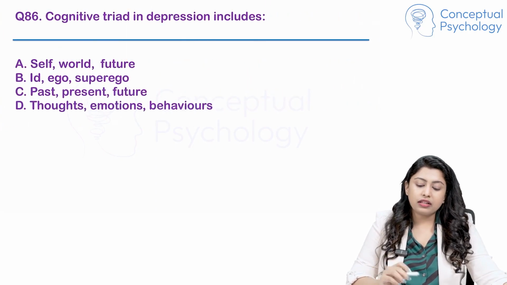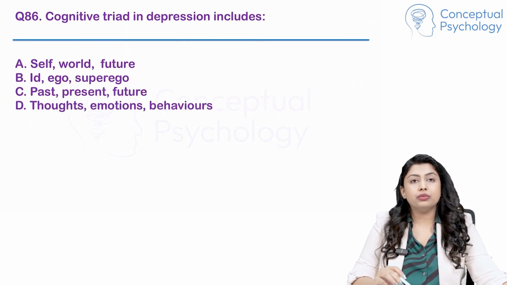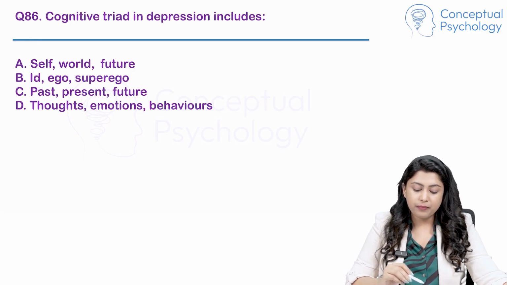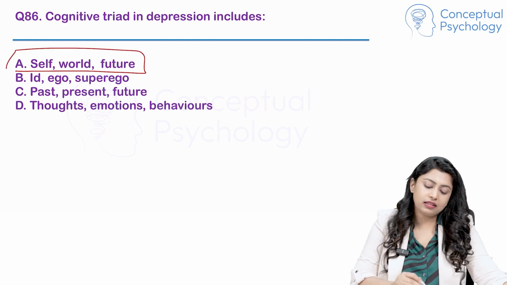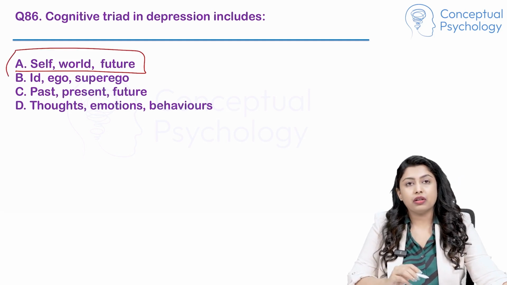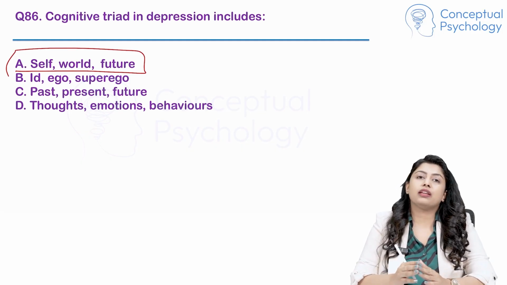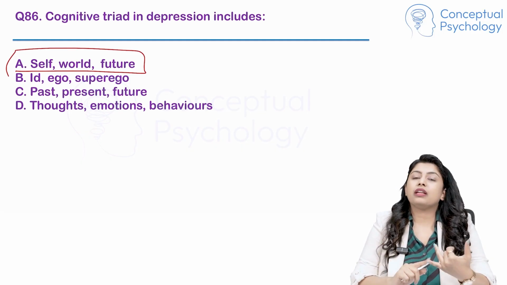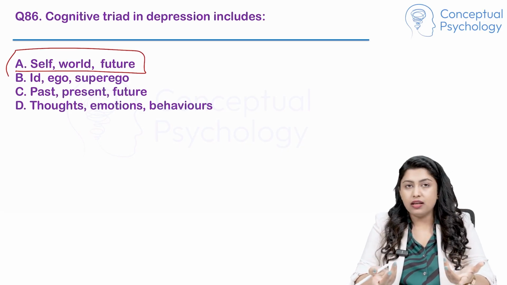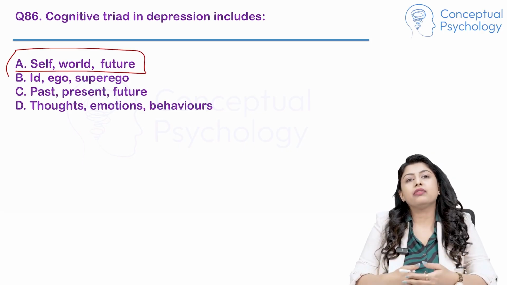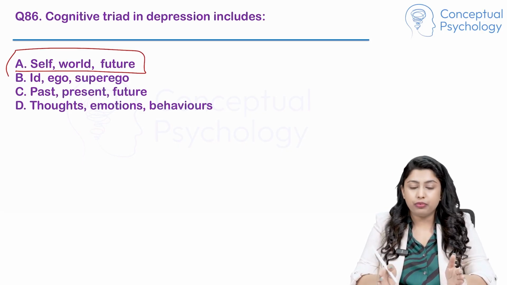Moving on, the cognitive triad in depression includes: self, world, and future; id, ego, superego; past, present, or future; thoughts, emotions, and behaviors. The correct answer here is self, world, and future. So, Beck's cognitive triad describes the three areas of negative thinking in depression: negative view of the self, I'm worthless; negative view of the world, it is hostile; and negative view of the future, things will never improve.